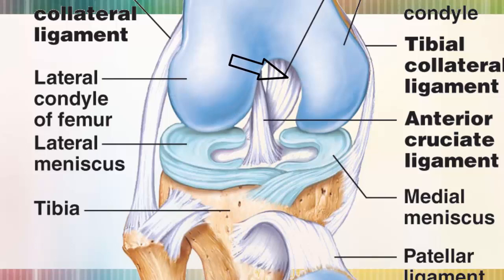of the femur. Now, both of these ligaments will resist hyperextension, but they also prevent slippage of the tibia on the femur. So the anterior cruciate will prevent anterior slippage, and the posterior cruciate will prevent posterior slippage of the tibia.